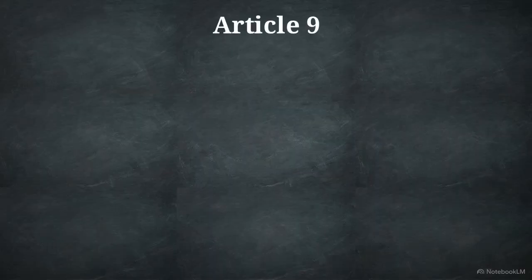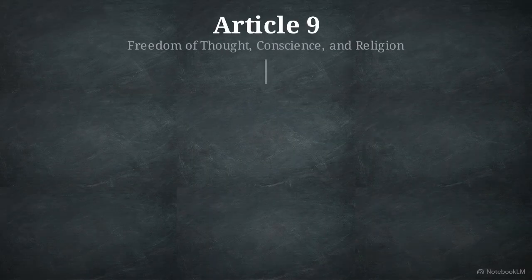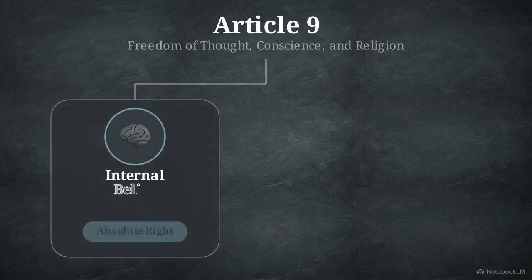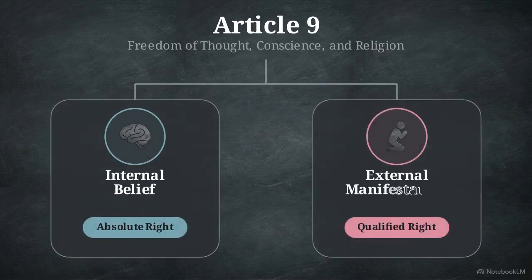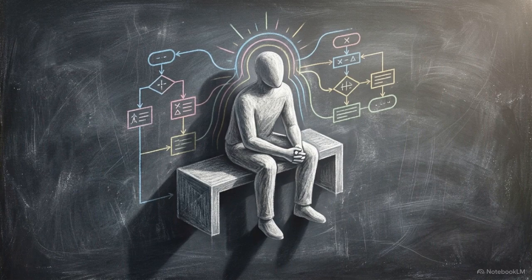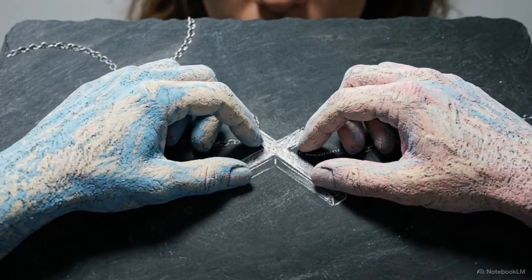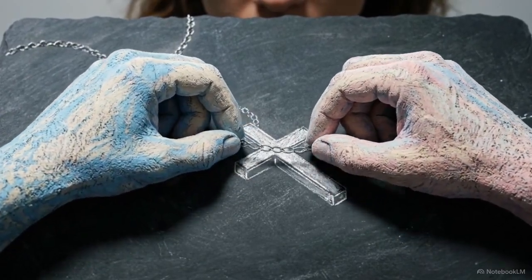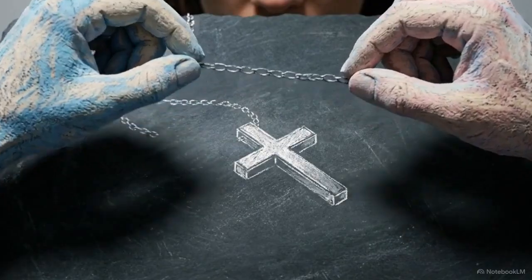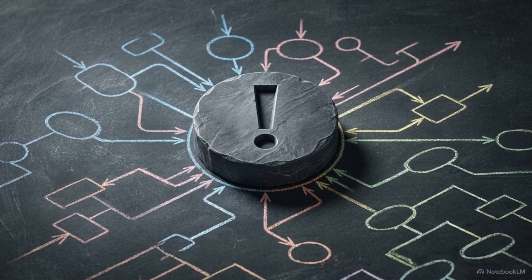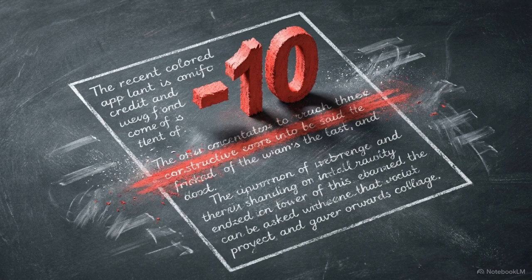Now consider Article 9, freedom of thought, conscience, and religion. This right operates through two distinct limbs, internal belief and the external manifestation of that belief. The state cannot regulate what you think. Your internal belief is an absolute right. Only the second limb, the external manifestation, like wearing specific clothing or engaging in public worship, is a qualified right subject to state interference. Examiner's tip: distinguish between these two limbs immediately. Treating the entirety of Article 9 as a qualified right is a critical structural error that will cost you marks.